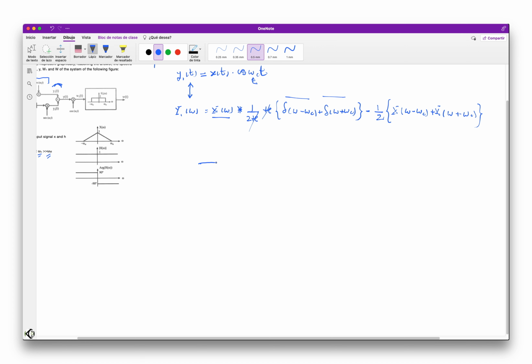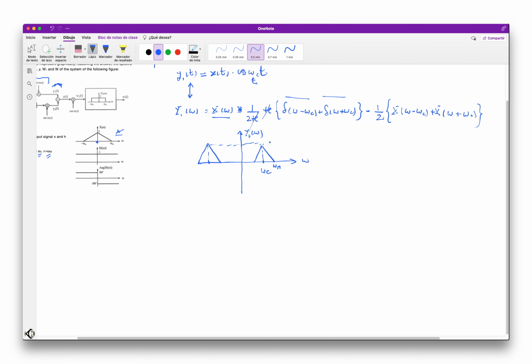Visually, what is happening if we draw y1 of omega is that around the carrier frequency omega c, we put the original signal that was in baseband. The signal is called baseband because it goes from 0 to a maximum of omega m. So the modulation basically does this. It moves the original signal up in frequency.